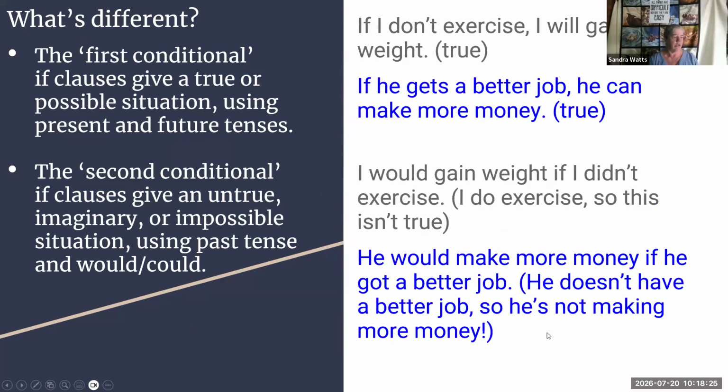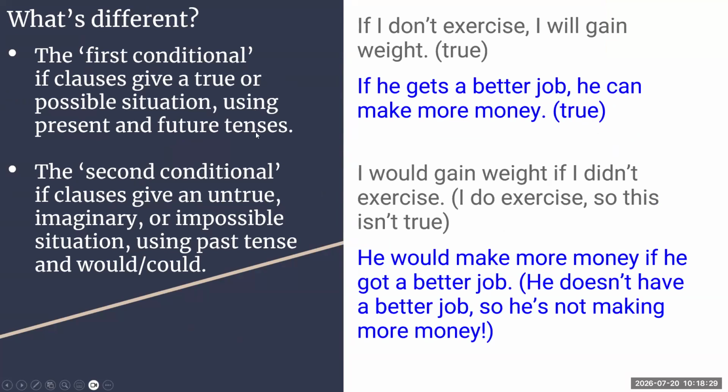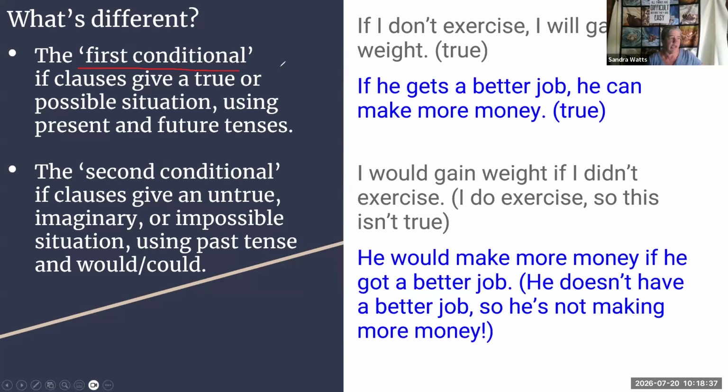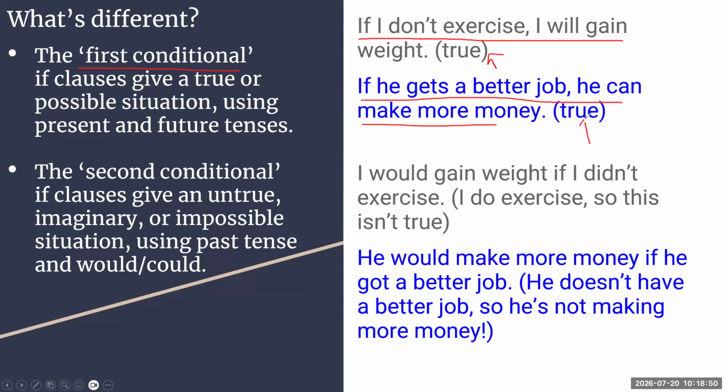Okay. So here's kind of the wrap-up slide where I kind of compared what we did last week. So the first conditional is what we did last week. If I don't exercise, I will gain weight. Something that's true. If he gets a better job, he can make more money. Again, this is true or possible.